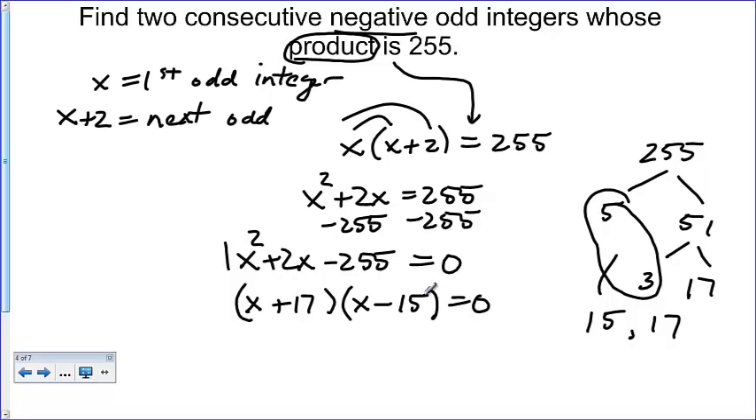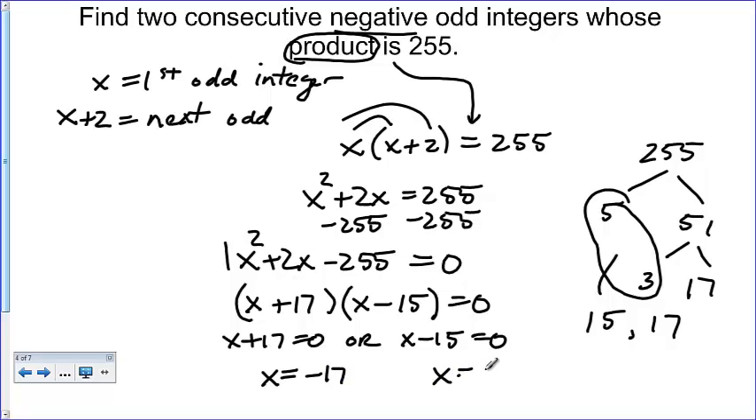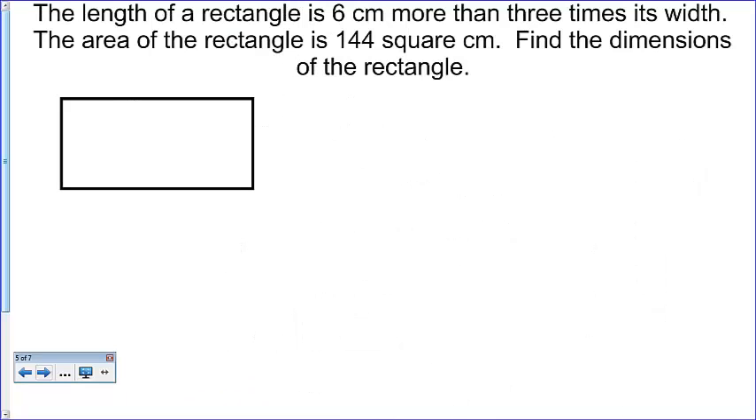Now the zero product property says x plus 17 equals 0, or x minus 15 equals 0. Solve both of these equations and I get x equals negative 17. Here I get x equals 15. But remember, negative odd integers, so we reject 15. So that means negative 17 is the first of the consecutive odd integers, and the next one would be negative 15.